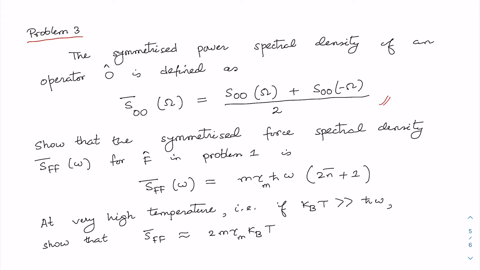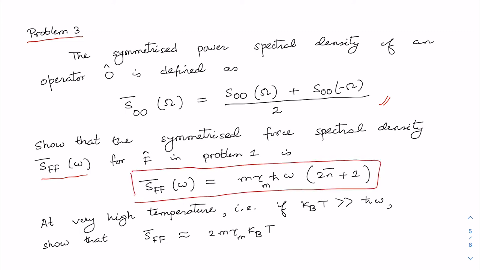This is the definition for symmetrized power spectral density. You are asked to show that the symmetrized force spectral density S̄_FF(ω) for F cap, which is the fluctuating operator that we have discussed in problem number 1, is this. So this is what we are asked to find out. And also at very high temperature, that is when k_B T is much, much greater than ħω, we have to show that this expression for the symmetrized force spectral density reduces to this expression. Okay, let us do it.